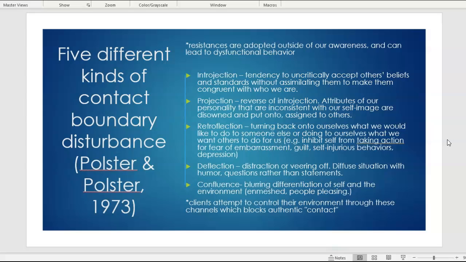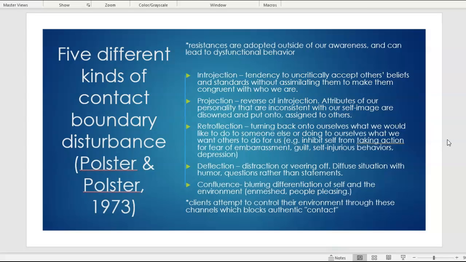Projection is actually the reverse. Attributes of our personality are inconsistent with our self-image, and we've disowned them and assigned them to others. You see people do that quite a lot. We're projecting onto others, so we're blaming others for our problems. We're projecting onto others because of our circumstances. And that's something that we talk about a lot. That's a pretty common issue, and also similar to one of Freud's defense mechanisms.